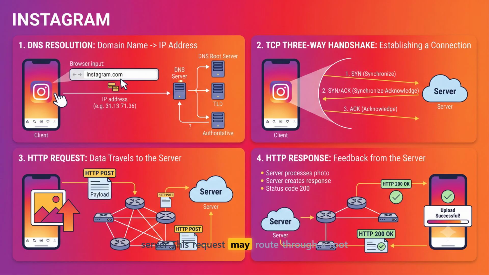This request may route through a root server, top-level domain server, and authoritative server until it successfully returns the exact IP address needed to locate the target system on the web. Once the IP address is known, the client initiates a TCP three-way handshake to establish a reliable connection with the server. The client first sends a SYN packet, the server responds with a SYN-ACK packet, and the client replies with a final ACK packet.